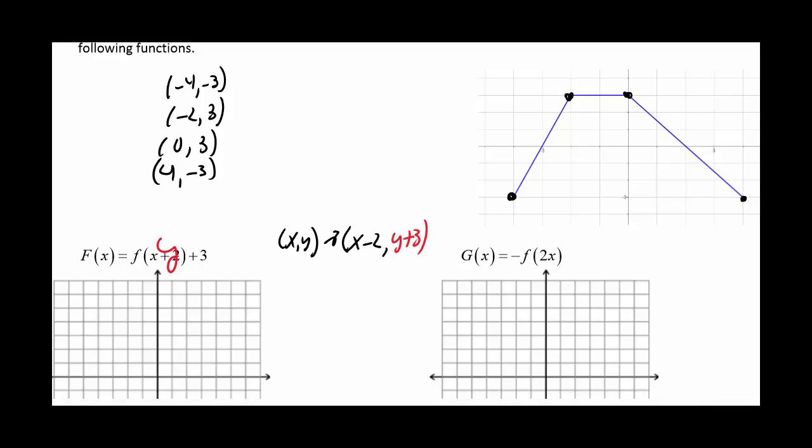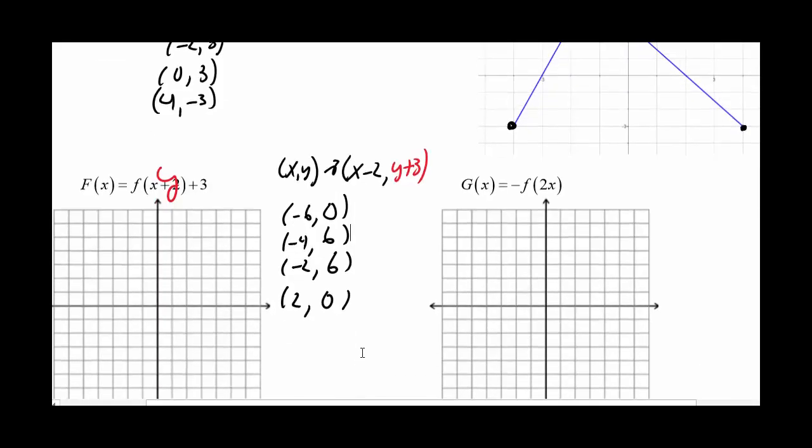So -4 minus 2 is -6. -2 minus 2 is -4. 0 minus 2 is -2. And 4 minus 2 is 2. Okay, and then I'm going to do the y's. So -3 plus 3 is 0. 3 plus 3 is 6. Another 6. And another 0.